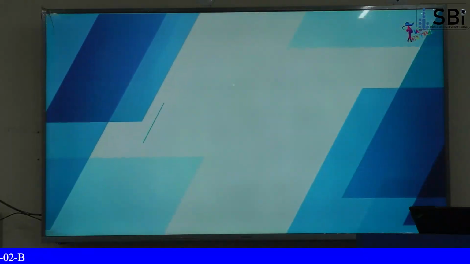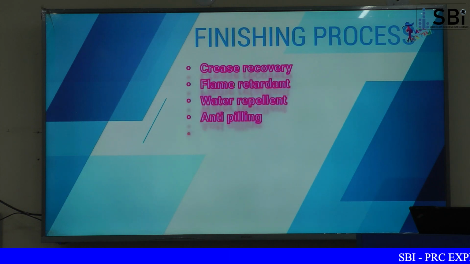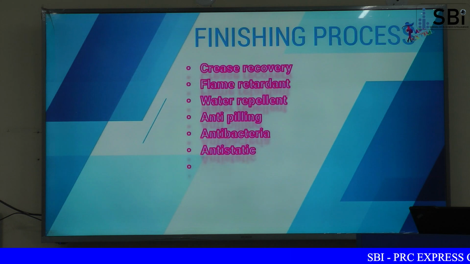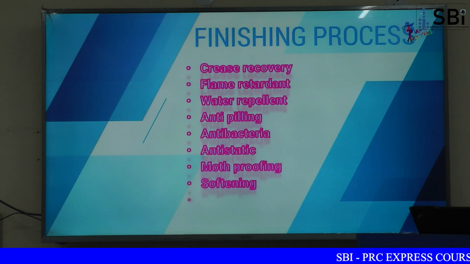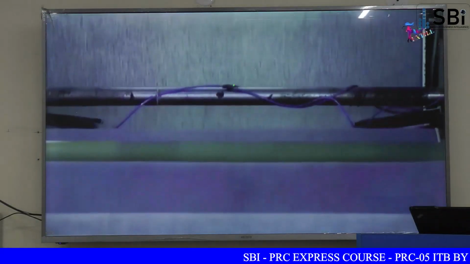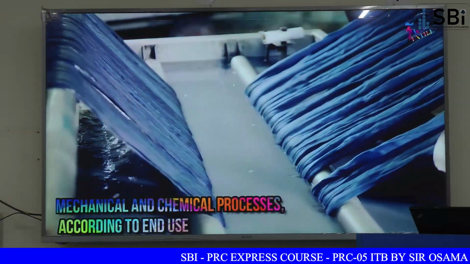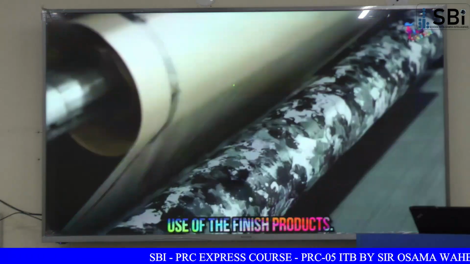In the finishing section, crease recovery, flame retardant, water repellent, anti-pilling, antibacterial, anti-static, moth-proofing, softening, and hand builder are the special finishing effects that can be added to fabrics by mechanical and chemical processes according to the end use of the finished products.